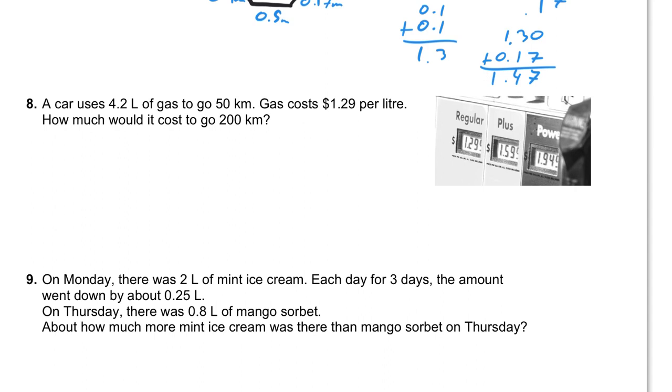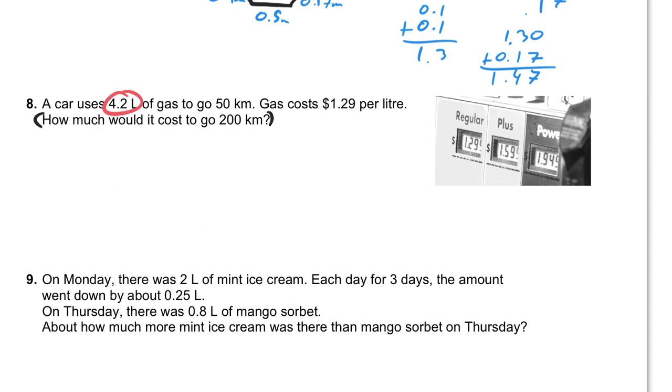Number 8 says, a car uses 4.2 liters of gas to go 50 kilometers. Gas costs $1.29 per liter. How much would it cost to go 200 kilometers? First step, what is the actual question? I'm putting brackets around that.